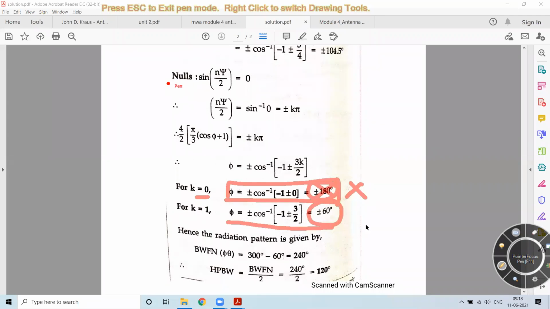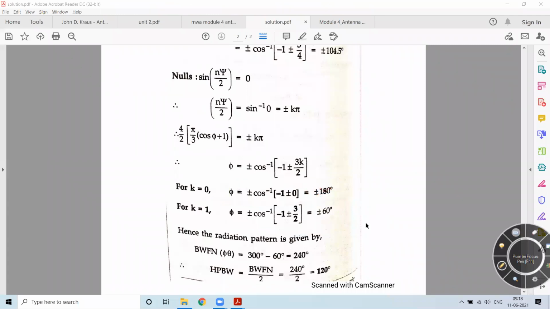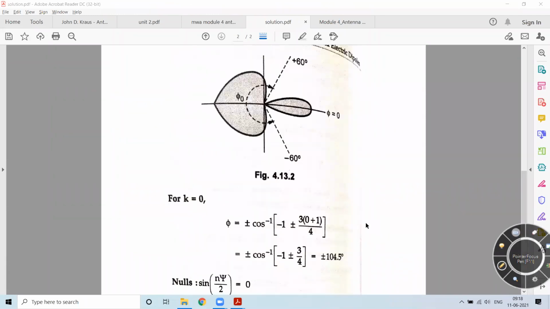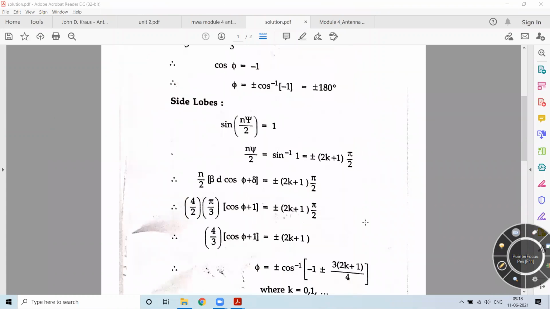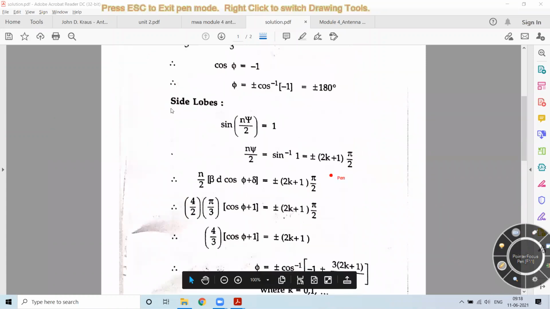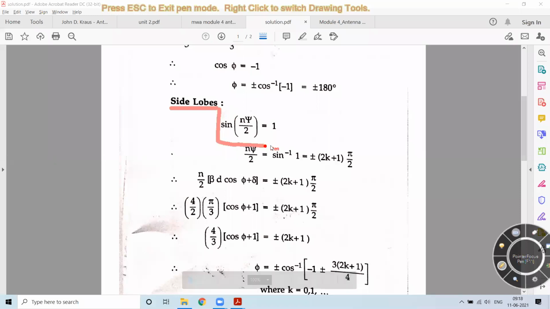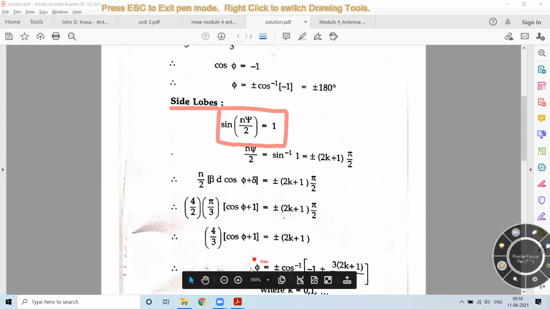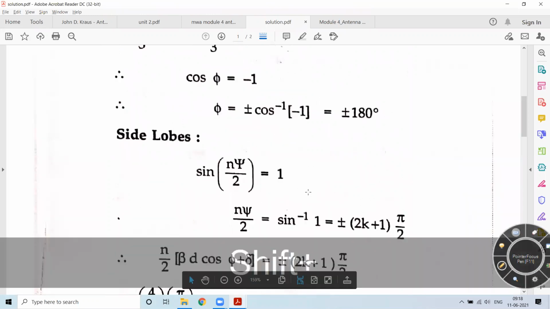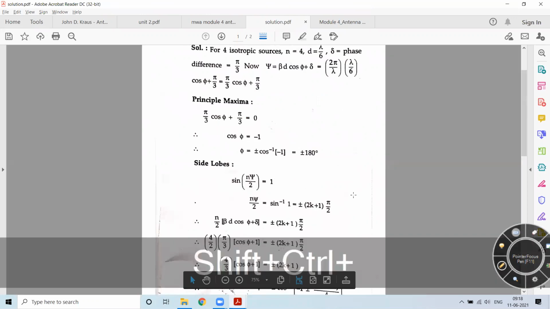Now, apart from this, we need to estimate one more parameter, that is the direction of the peak values for the side lobes. So I need to estimate the side lobes. For side lobes, I consider sine(n psi by 2) equal to 1. I equate this and try to see for what values of phi I'll be able to obtain the direction of the side lobe.